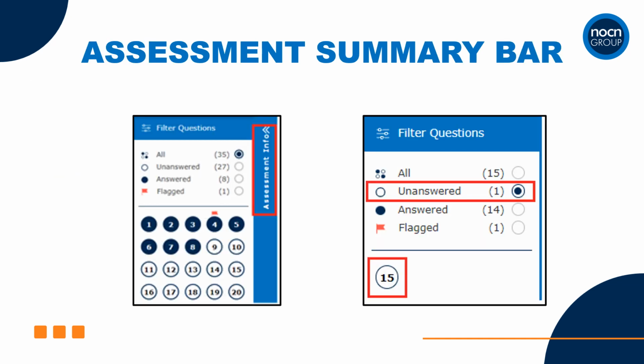Once the assessment information summary bar has been expanded, it will appear as it shows on screen now. This provides the learner with information about all of their questions and outlines which ones have been answered, unanswered and flagged. The learner is able to click into any of the areas and it will show them which question numbers are specifically related to that particular area.